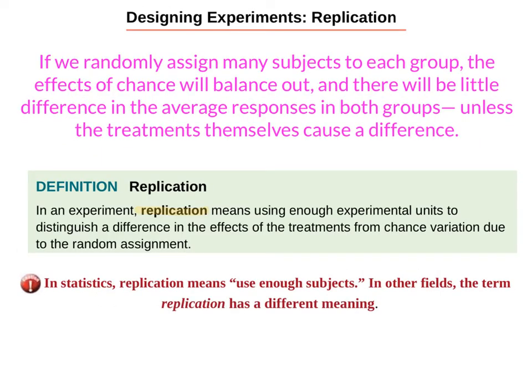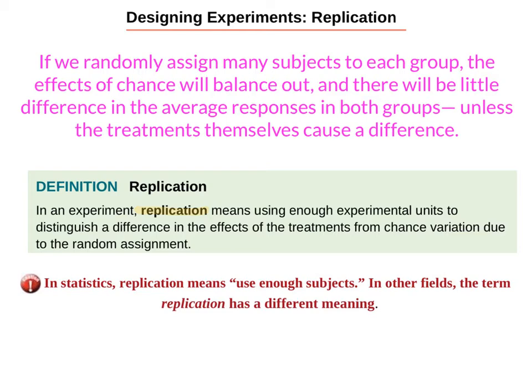So once you have figured out what you want to study, what causes an effect, and you've randomly assigned your subjects or your experimental units into their groups, and you've controlled for all the possible variables that could be impacting your experiment and your treatments, there's one last thing you need to take into account, and that is replication. So in stats, in an experiment, replication means using enough experimental units, so those are people or animals or whatever it is that you are studying, to distinguish a difference in the effects of the treatment, so what you're doing to those animals or those people, from chance variation due to the random assignment, so those groups that you put them into.